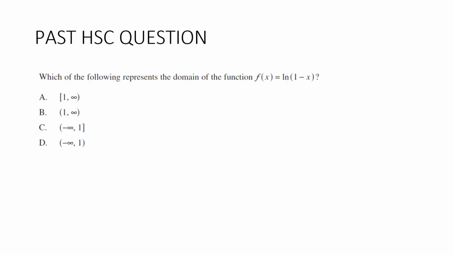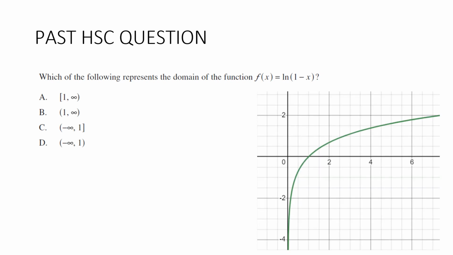So here's a past HSC question. Which of the following represents the domain of the function f of x is equal to ln(1 minus x)? So we'll start by quickly sketching ln x and figuring out that its domain is everything from 0 to infinity, but not including 0. Now, just like I did in that last question, I'm going to factorize in these brackets. So ln of (1 minus x) is the same as ln of negative, and then in brackets (x minus 1). Make sure that makes sense to you.